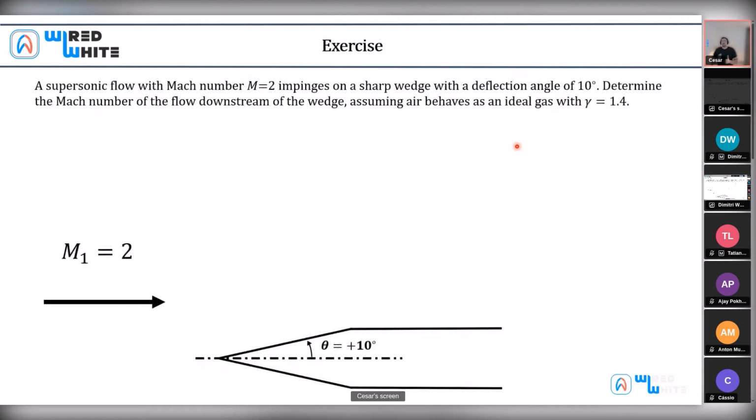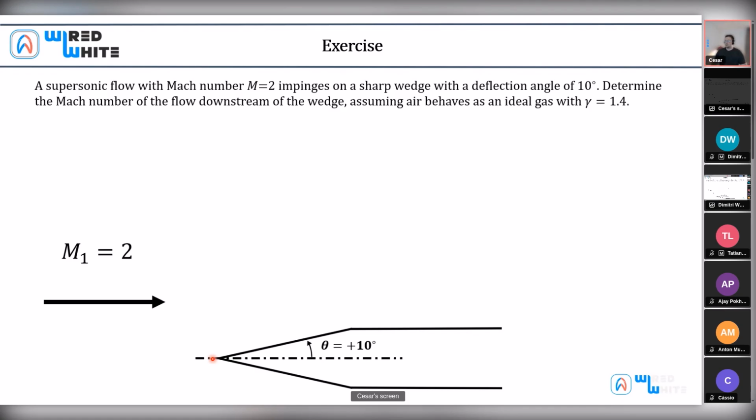So now let's put all this into practice. Let's solve an exercise. We have a supersonic flow, in this case flying at Mach 2. And what occurs is that it encounters a sharp wedge with a deflection of 10 degrees, right? So we are asked to compute the Mach number after the wedge, assuming that the air behaves as an ideal gas with a gamma equal to 1.4.